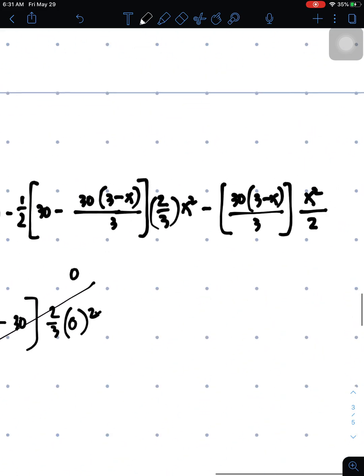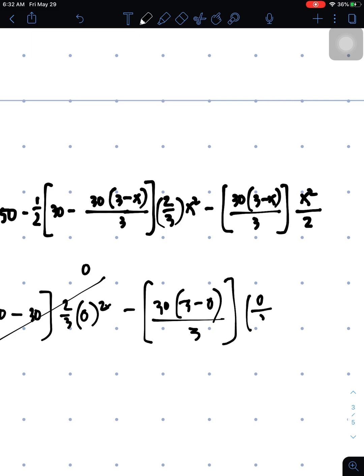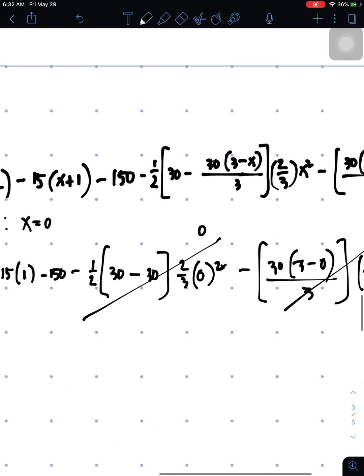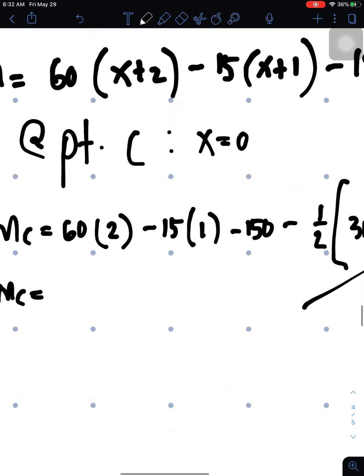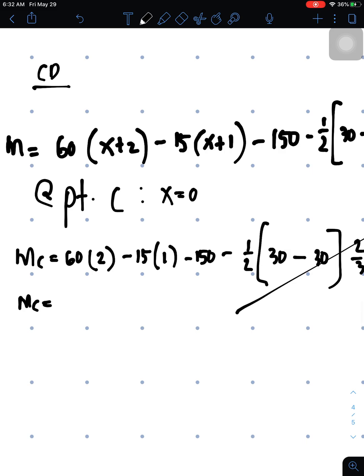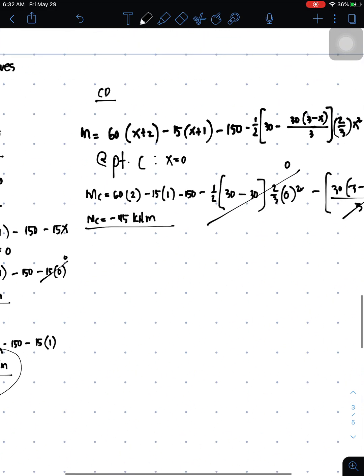Next, minus 30 times 3 minus 0 over 3. And then this one is 0 over 2 square. So the same, 0. Alright, so leaving MC equal to 120 minus 15 minus 150. Okay, so 60 times 2 is 120 minus 15 minus 150. Negative 45. So as what I have told you kanina, we're expecting a value MC similar to this one.